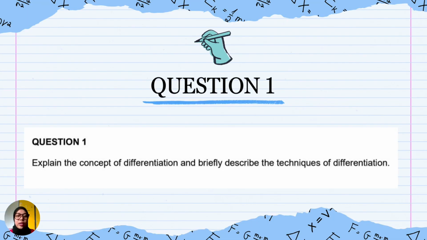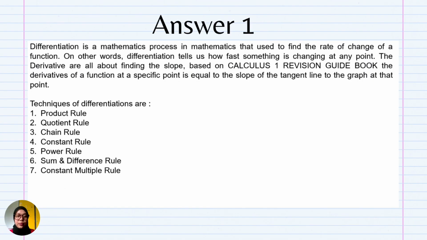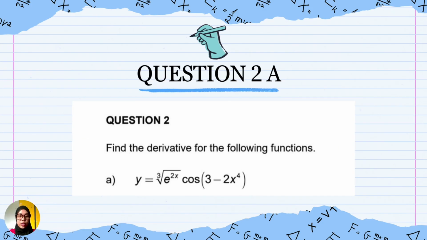Explain the concept of differentiation and briefly describe the technique of differentiation. Differentiation is a mathematical process used to find the rate of change of a function. In other words, differentiation tells us how fast something is changing at any point. The derivatives are all about finding the slope. Based on the Calculus 1 revision guidebook, the derivative of a function at a specific point is equal to the slope of the tangent to the graph at that point. And the techniques of differentiation are product rule, quotient rule, chain rule, constant rule, power rule, sum and difference rule, and also constant multiple rule.